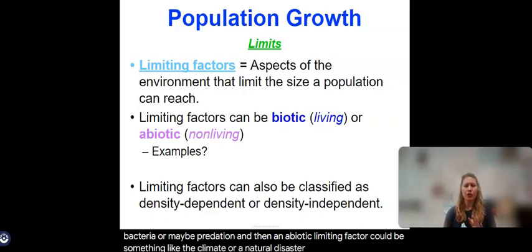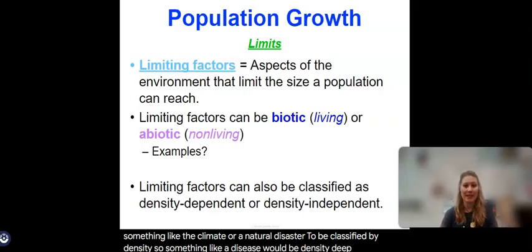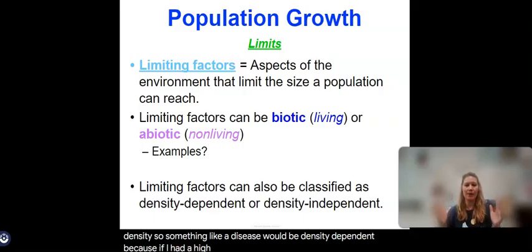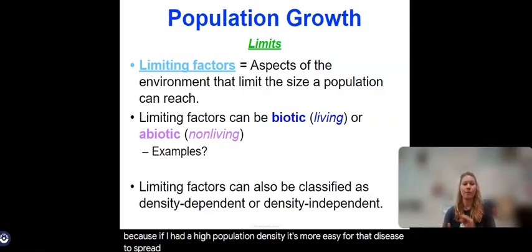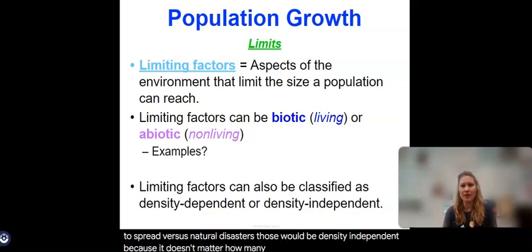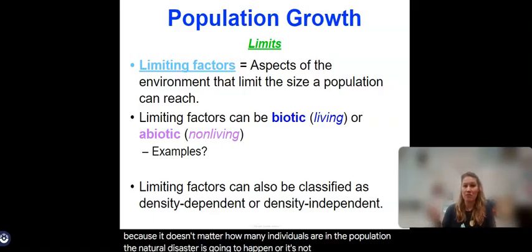And limiting factors can also be classified by density. So something like a disease would be density dependent, because if I have a high population density, it's easier for that disease to spread, versus natural disasters, those would be density independent, because it doesn't matter how many individuals are in the population, the natural disaster is going to happen or it's not. Okay?